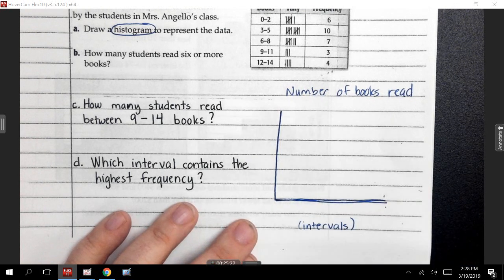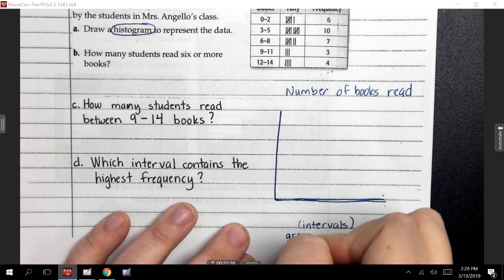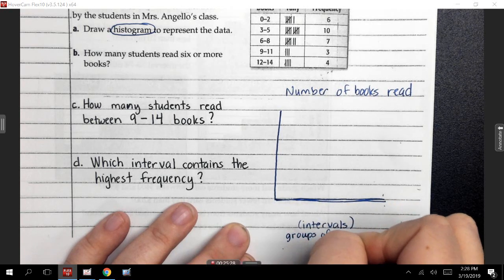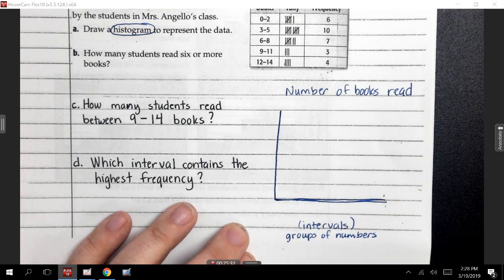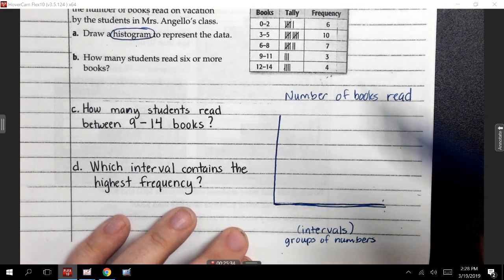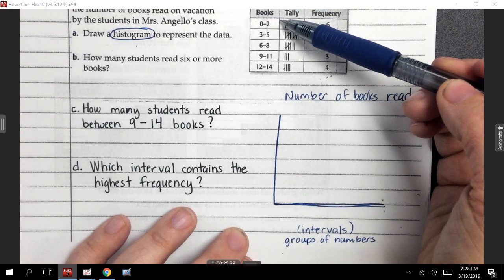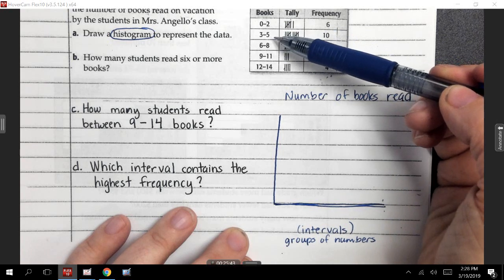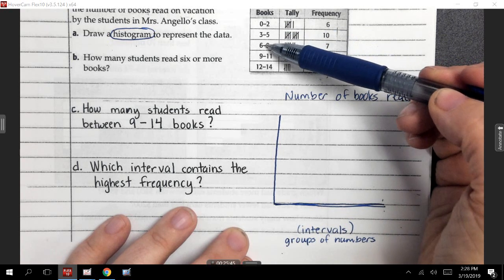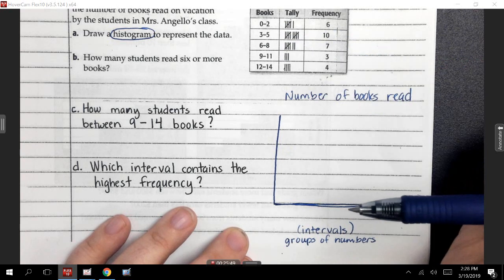Okay? Intervals. Intervals are groups of numbers. Do y'all see where I have the groups of the numbers in my chart? Like 0 to 2, that's a group of numbers because it's 0, 1, and 2. 3 to 5 is a group of numbers because it's 3, 4, and 5. 6 to 8 is a group of numbers because it's 6, 7, and 8. Do I need to keep explaining that?